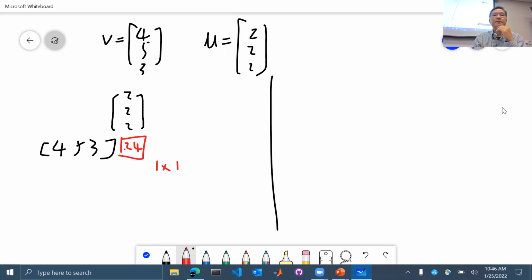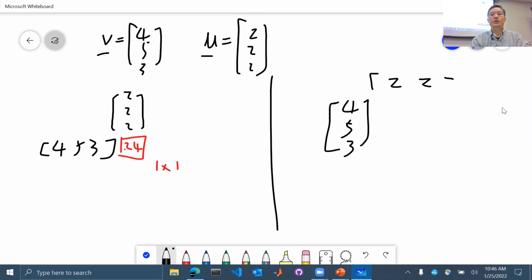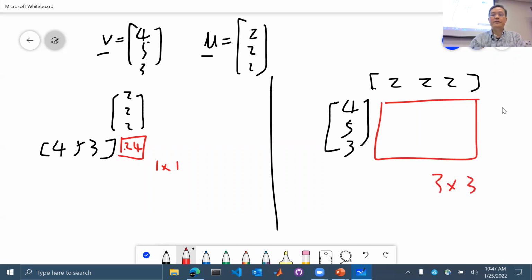I can also do it differently. I will put 4, 5, 3 here. Instead of making V horizontal, I make U horizontal. In this case, I will have 2, 2, 2. So can anyone tell me what's the dimension of this product of two vectors? Can you do that? That's correct. The answer for this product is 3 by 3. So you fill in this 8, 8, 8.